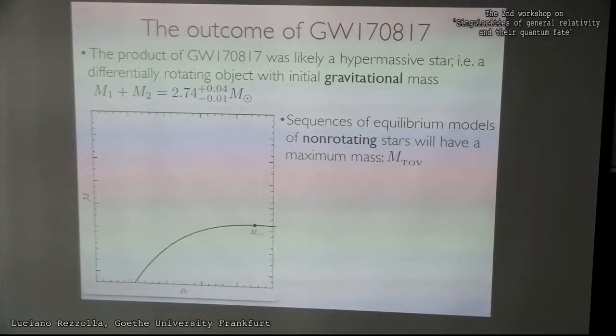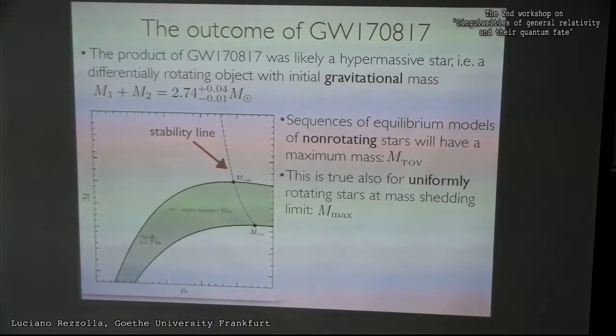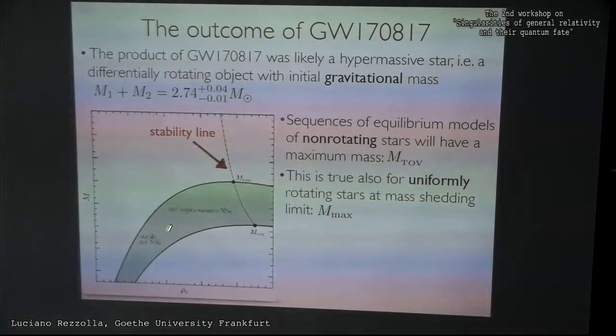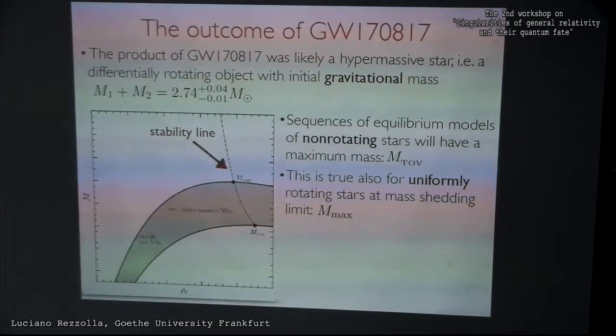You can repeat this exercise by increasing the rotation. These are non-rotating, so you can give some rotation, and then the space of solutions will be the one in green. So these are all stable stars which are rotating uniformly. And you can see there is another line, a black line, which is the upper limit to this space, and this is given by the solutions at mass shedding. These are all the solutions which are rotating as fast as they can. You take them and rotate them a little bit faster, and you break them apart. So this is called the mass shedding limit. And in this green region are all the equilibria which are possible.